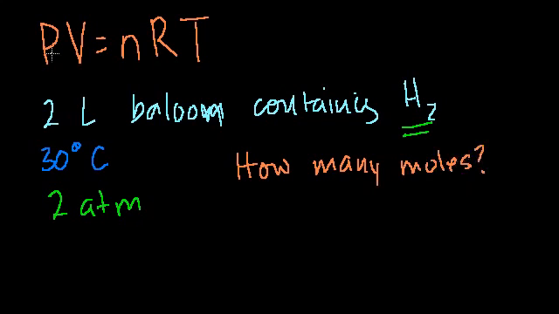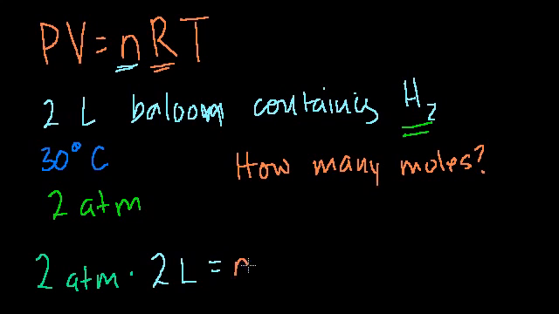So let's apply our ideal gas equation. And since we're dealing with liters and atmospheres, we have to make sure we use the right proportionality constant. So let me write down all of the units. We have 2 atmospheres times our volume, 2 liters, is equal to N, the number of particles we care about, and we care about it in moles, but let's just write N there for now, times R.